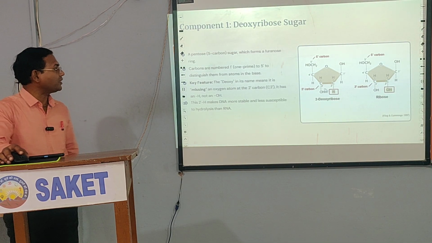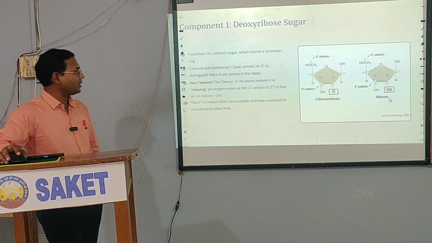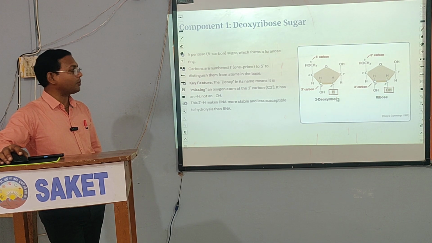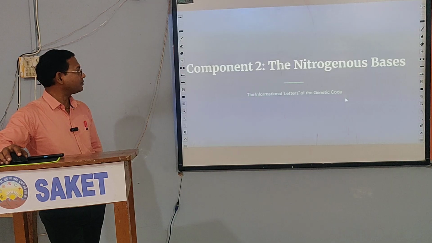So what is the role of this? Deoxyribose is more stable than ribose. Therefore, the DNA molecule is more stable than the RNA molecule.